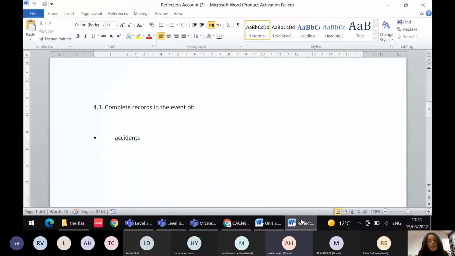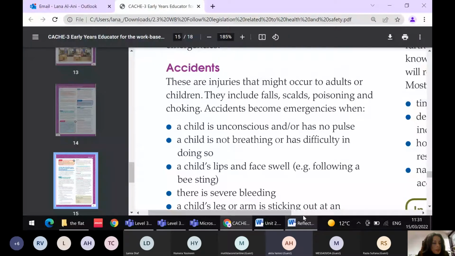Just say, in the nursery where I work, if there is any accident happening, I always complete a record for this accident. I need to report it as well. So if there is any child who has fallen, or any child who has choked on food, or any accident that becomes an emergency, then I need to record it, which is very important.